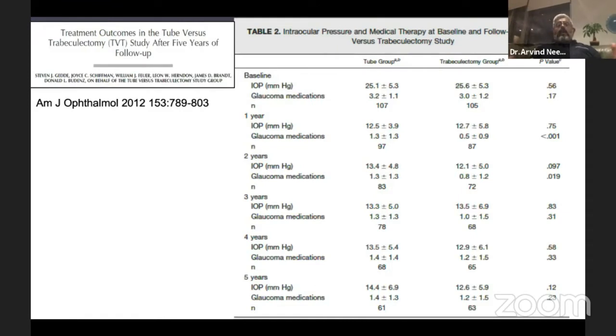So if you look at the treatment outcomes per se, looking at each year, starting at baseline, year 1, year 2, year 3, and year 4. So at the year 1 study, which they actually published, both groups achieved low teens, about 12.5 to 12.7, using an average of about half a medicine in the trabeculectomy group and about 1.3 in the tube group. And when you go down to 5 years, the tube group was sitting at 14.4 millimeters of mercury, the trabeculectomy group at 12.6, and mean glaucoma medications of about 1.5 in both groups.